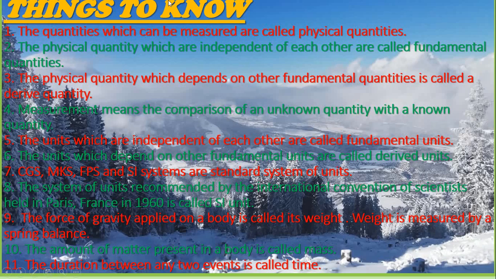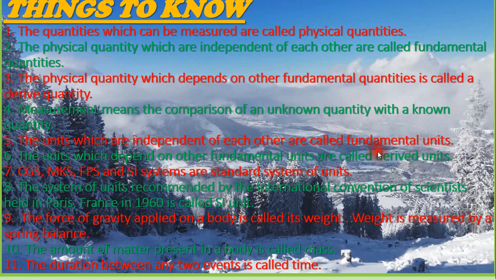The fifth thing to know is that the units which are independent of each other are called fundamental units, and the units which depend on other fundamental units are derived units. Like there are two types of physical quantities, there are also two types of units: fundamental units and derived units. Fundamental units are independent, but derived units depend on other fundamental units.